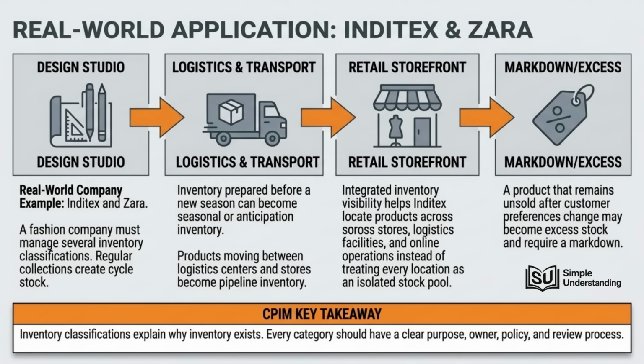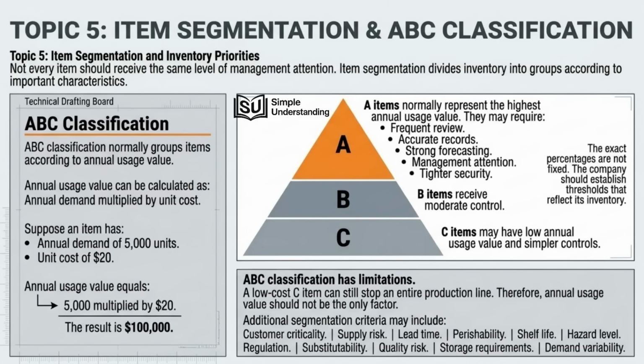Inventory classifications explain why inventory exists. Every category should have a clear purpose, owner, policy, and review process. Topic 5. Inventory segmentation and inventory priorities. Not every item should receive the same level of management attention. Inventory segmentation divides items into groups according to important characteristics.